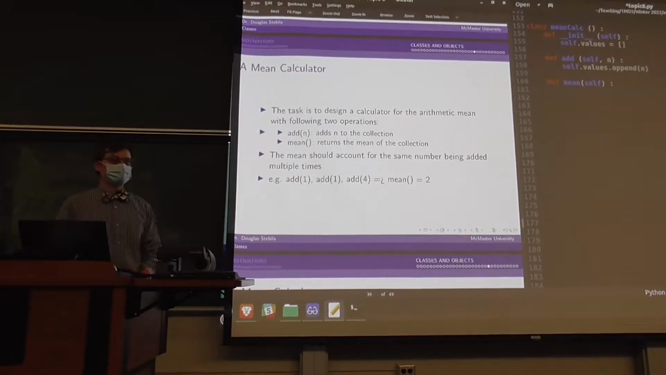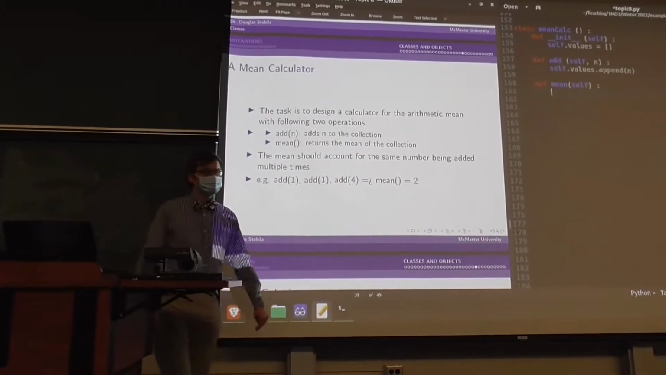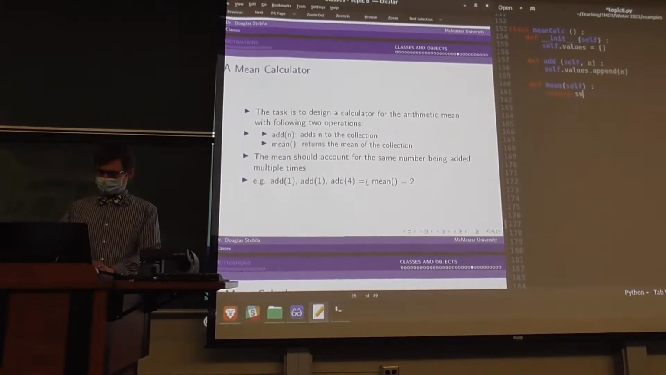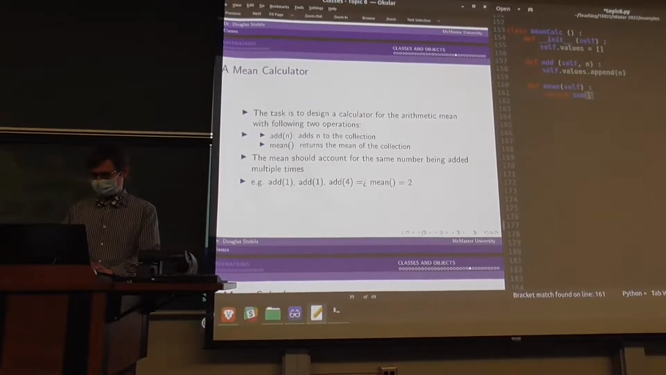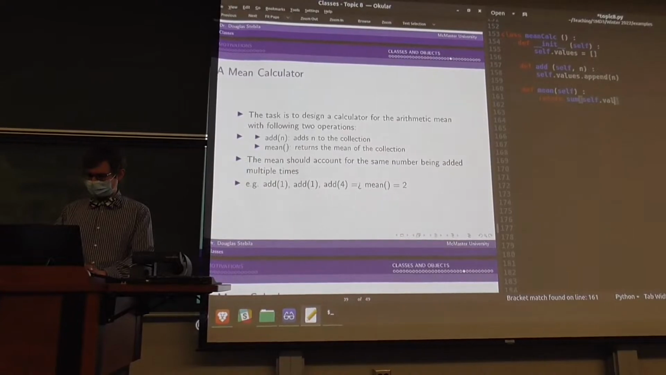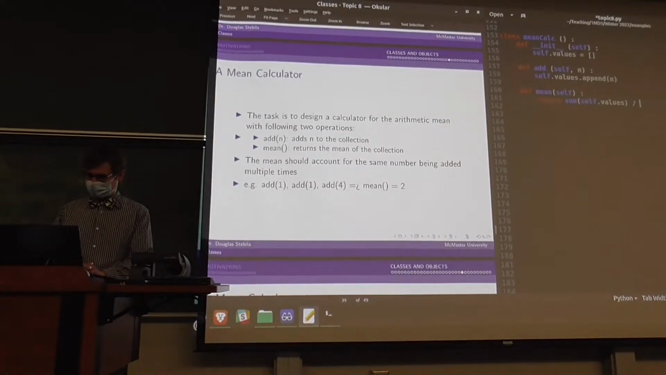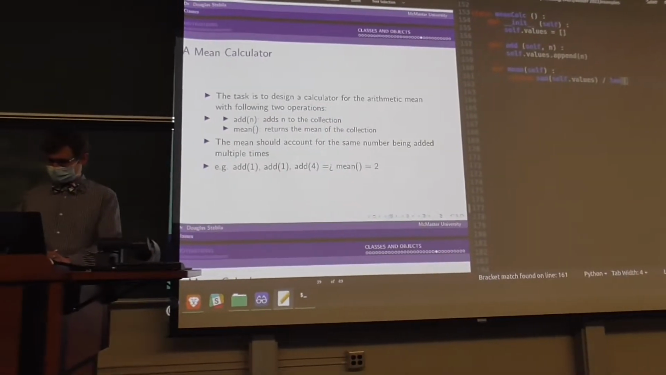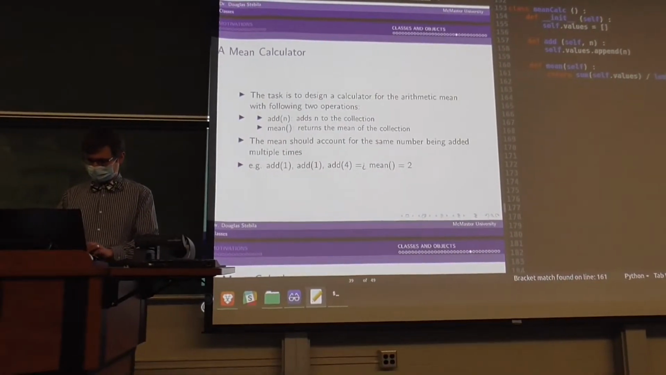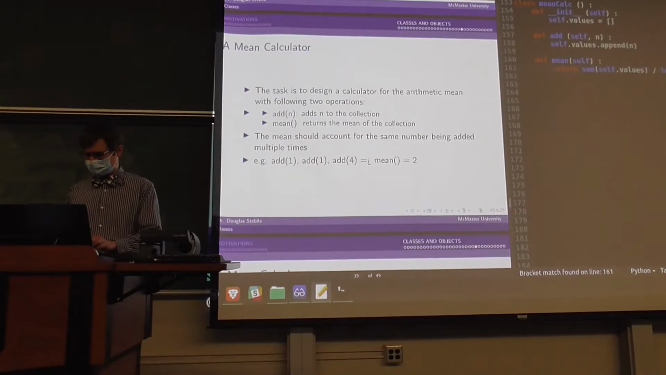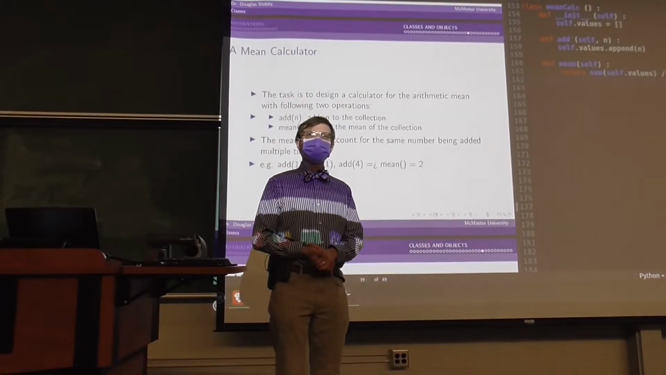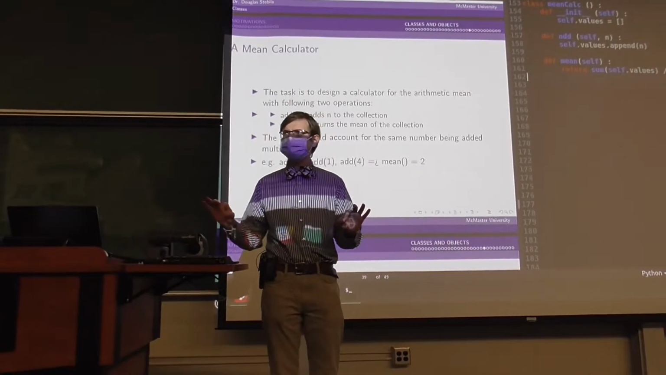And calculating the mean, also very simple. Return the sum of self.values divided by the length of self.values. Help if I can type. There we go. Is anything more needful? Should this about do it?